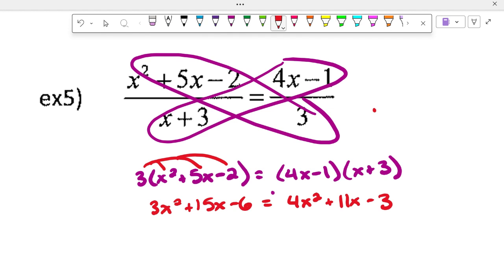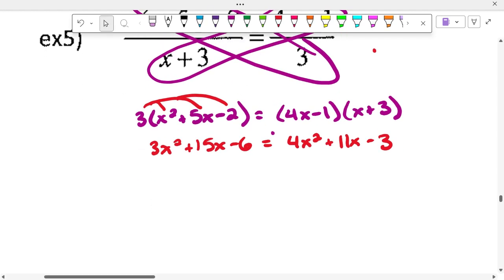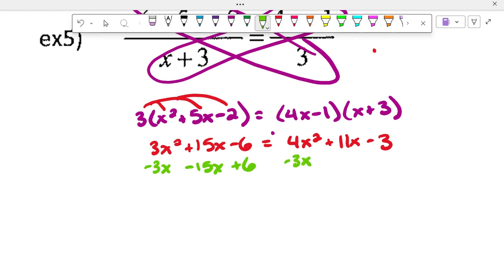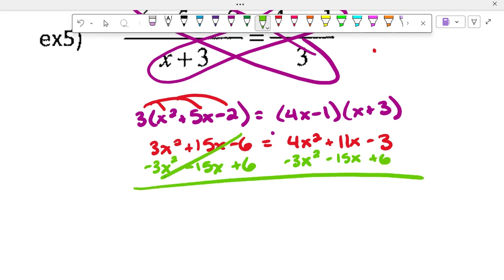All right, so still dealing with the quadratic. So what do I need to do first to solve? Which side should I be subtracting over to the other? The left. So I'm going to subtract the 3x squared, the 15x, and add the 6 to both sides. Whole left side goes away. I get 0 on that side is equal to x squared minus 4x plus 3.